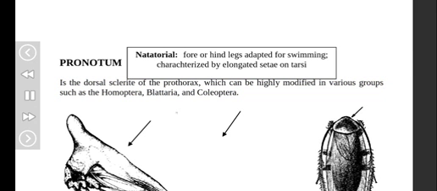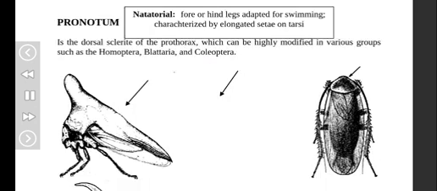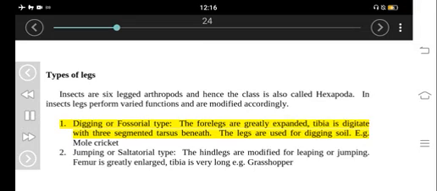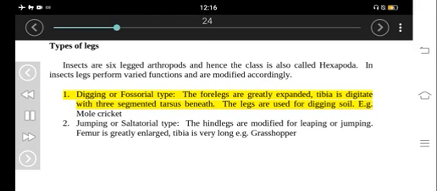Types of legs. Insects are 6-legged arthropods, and hence the class is also called Hexapoda. In insects, legs perform varied functions and are modified accordingly. 1. Digging or fossorial type. The forelegs are greatly expanded. Tibia is digitate with 3-segmented tarsus beneath. The legs are used for digging soil, e.g., mole cricket.